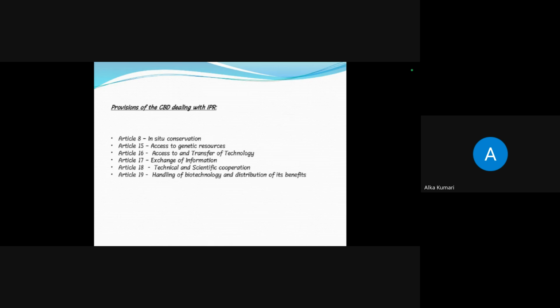The third provision which deals with IPR is Article 16, access to and transfer of technology. Yesterday also we dealt with technology transfer. Each contracting party of this CBD recognizes that technology includes biotechnology, and that both access to and transfer of technology are to be provided among contracting parties.